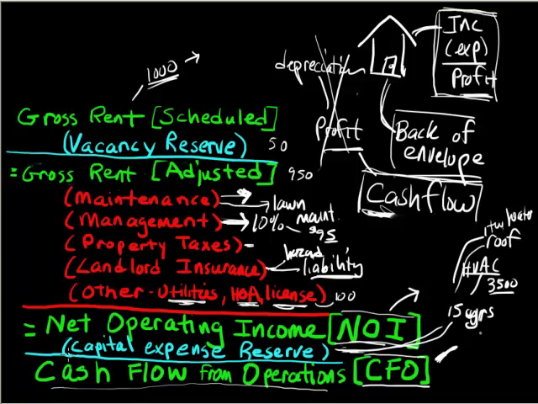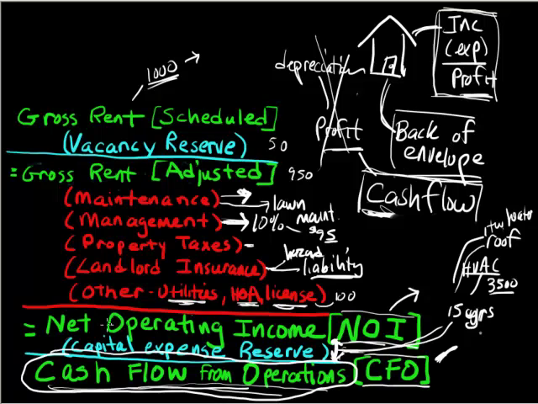And so really the most important number I think here is this cash flow from operations, because you want to account for all the expenses. And so for many people, when you're talking to them, they might say net operating income and mean cash flow from operations, where they've taken all the reserves out. But I think it's important to know the difference between the two and know the concept.